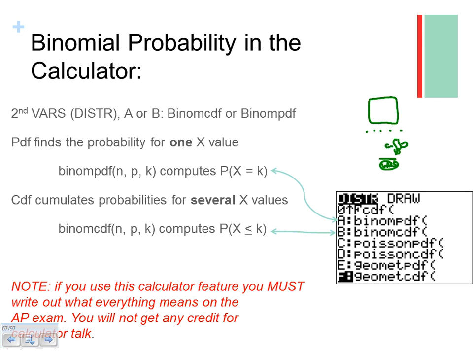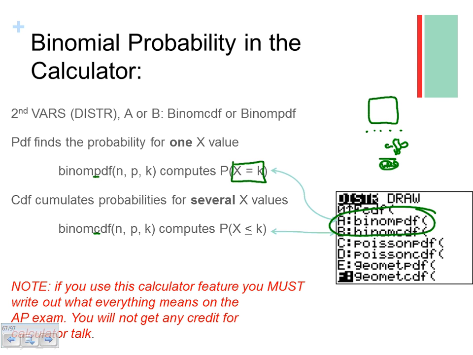I think it's faster to get to the binomial PDF and CDFs. So if you toggle up or down, hopefully you can see these guys right here. That's what we're going to be using. A binomial PDF is the probability for just one value. So that's when you have like x equals k. So when I want just 2 successes, that's when I'm going to do a PDF.